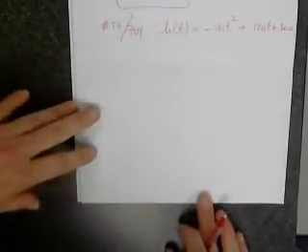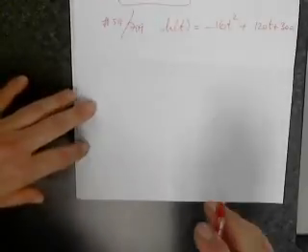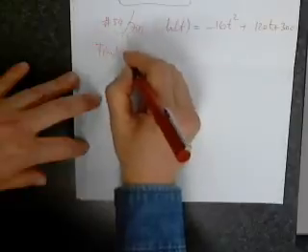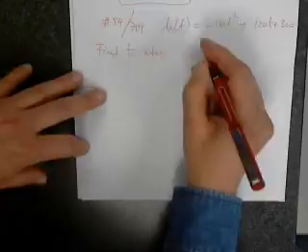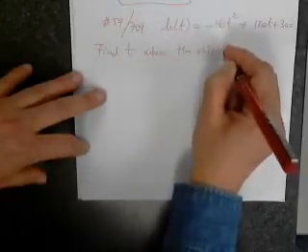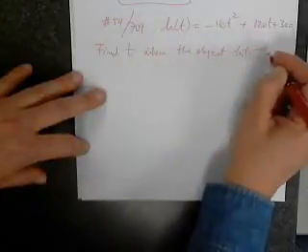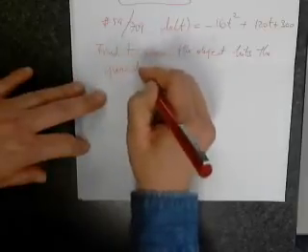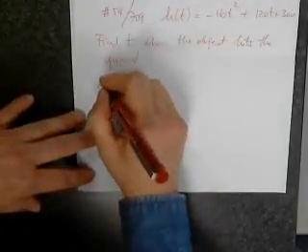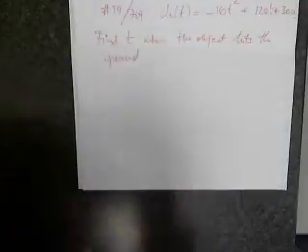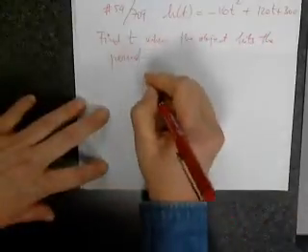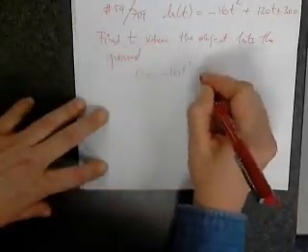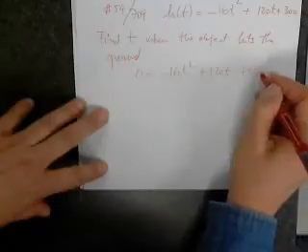I'd like to change the question into, when will the object hit the ground? Find t when the object hits the ground. How do I find that? Of course. So 0 equals negative 16t squared plus 120t plus 300.